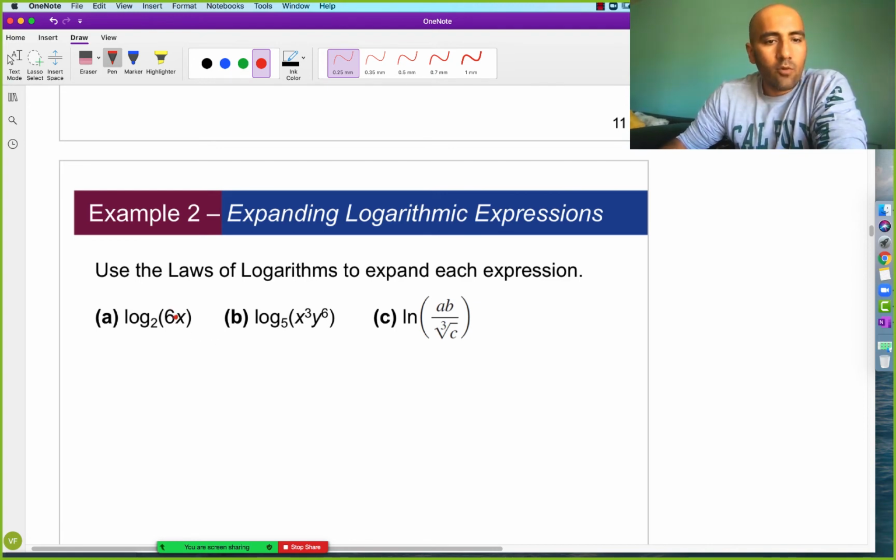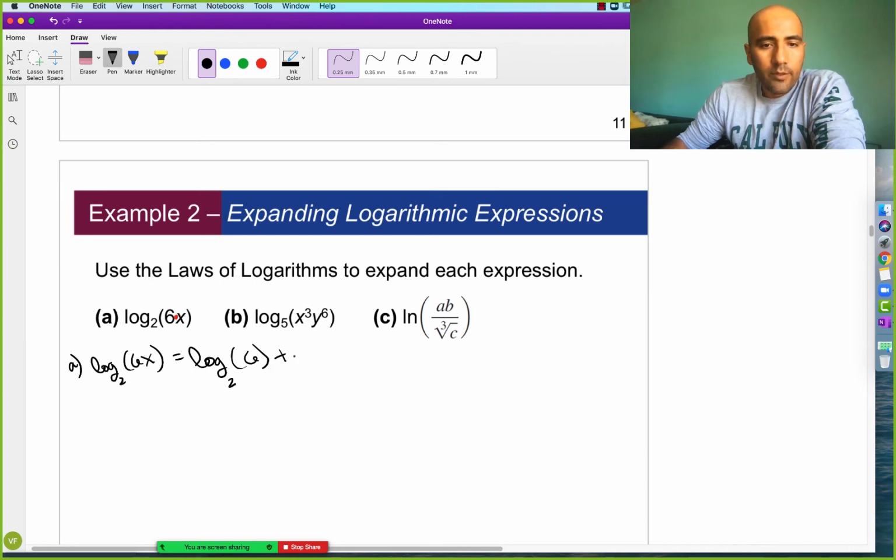And we know that if we have a multiplication inside the argument of a log function, that means that we can rewrite it as an addition, right? So for a here, I'm going to have that this is equal to log base 2 of 6x is equal to log base 2 of 6 plus log base 2 of x. Good. Any questions?